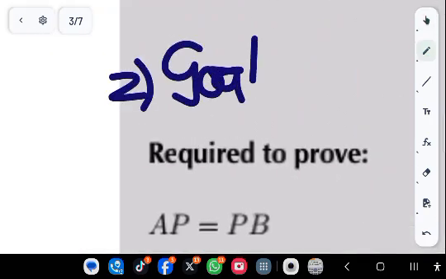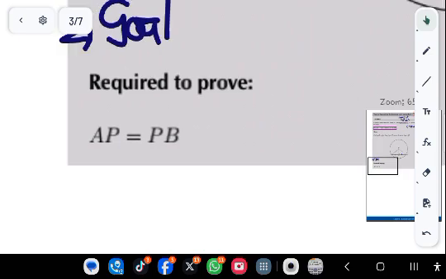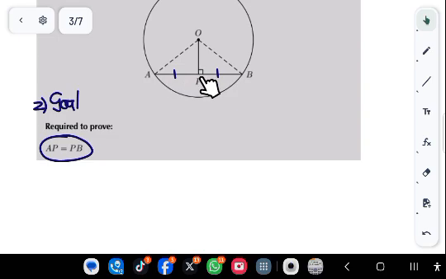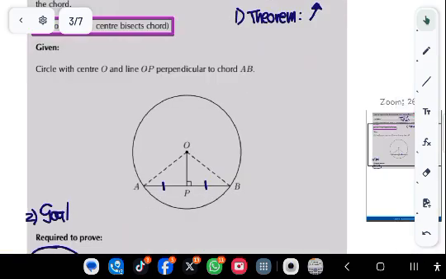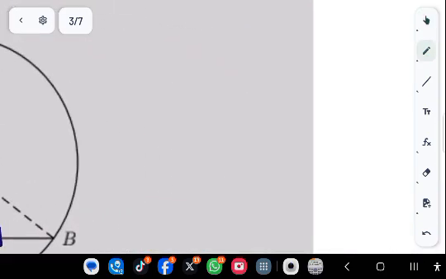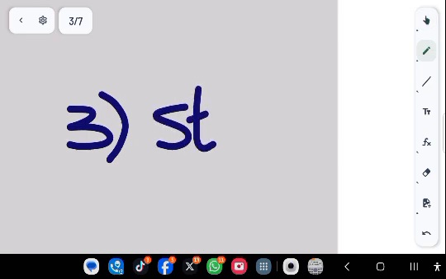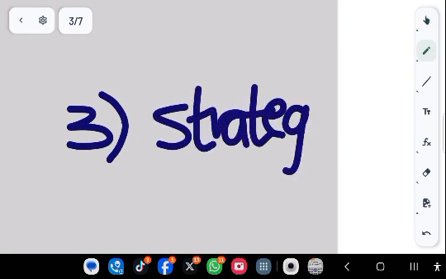The goal is we are required to prove AP equals PB. We are required to prove that AP equals PB. Number 3, strategy. What is the strategy that we can use? For this one, there are 2 strategies.